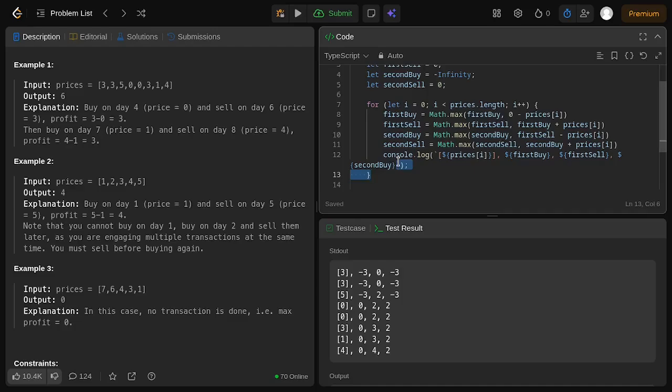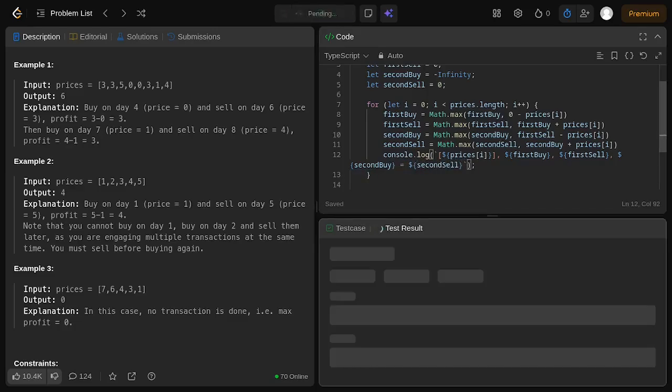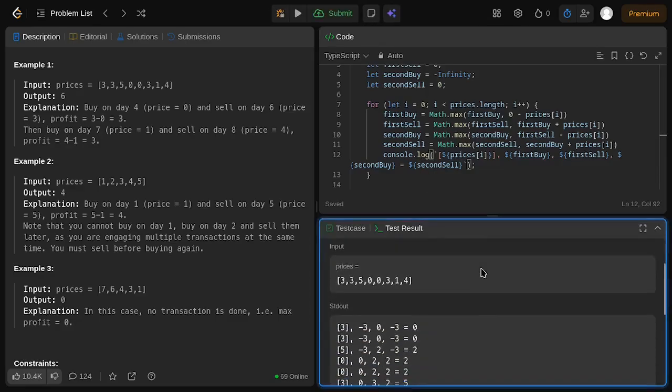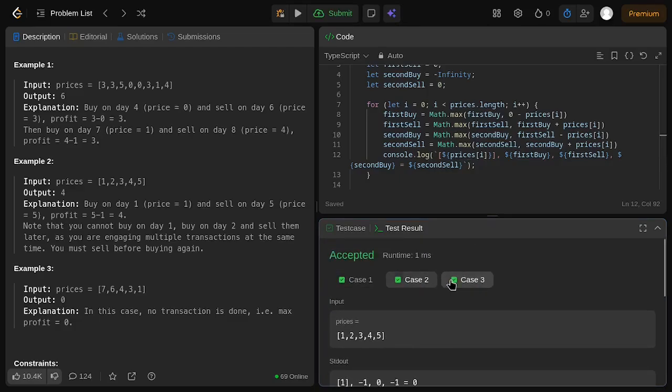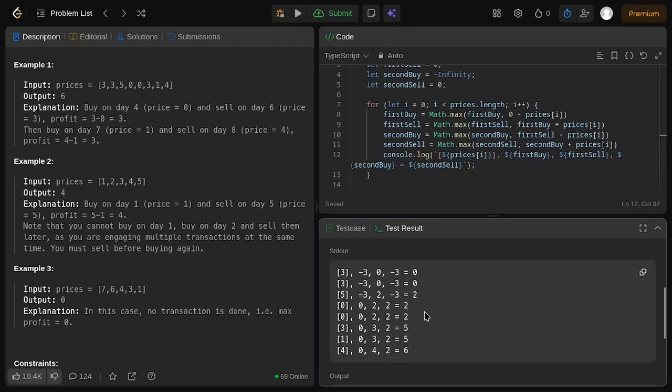And we can just use the equal sign and then pass in the second sell, and we can just run the code again to see the visualization. And we got the accepted answers on the 3 test cases, and we have the profit of the second sell as +2, which is the total from the first sell. And to see the profit, we still got the +2, and then we got the profit of +5 because the first sell right here is compared with the second sell or the second buy.